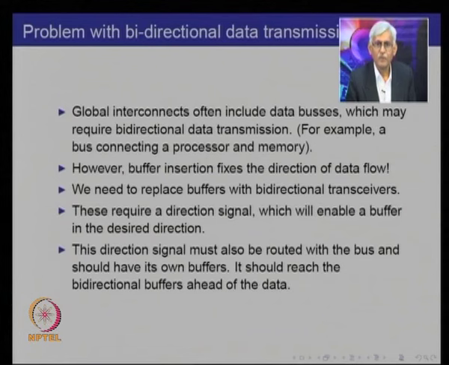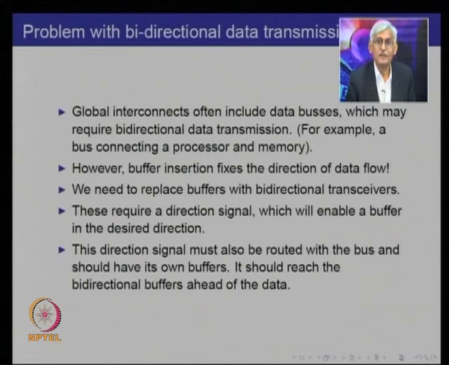Or you replace the buffer with bidirectional transceivers. However, this is not such an easy solution. The transceiver needs a control signal which will determine in which direction it conveys the data. And where does this control signal come from? These transceivers are all along the wire, and therefore this control signal must be run along with the bus. That means now we must run more wires in the bus.